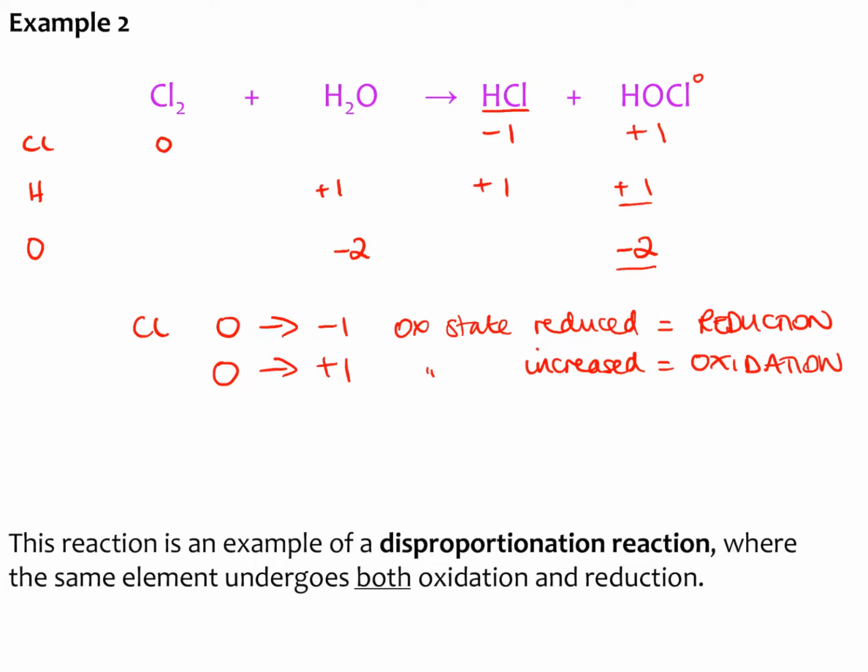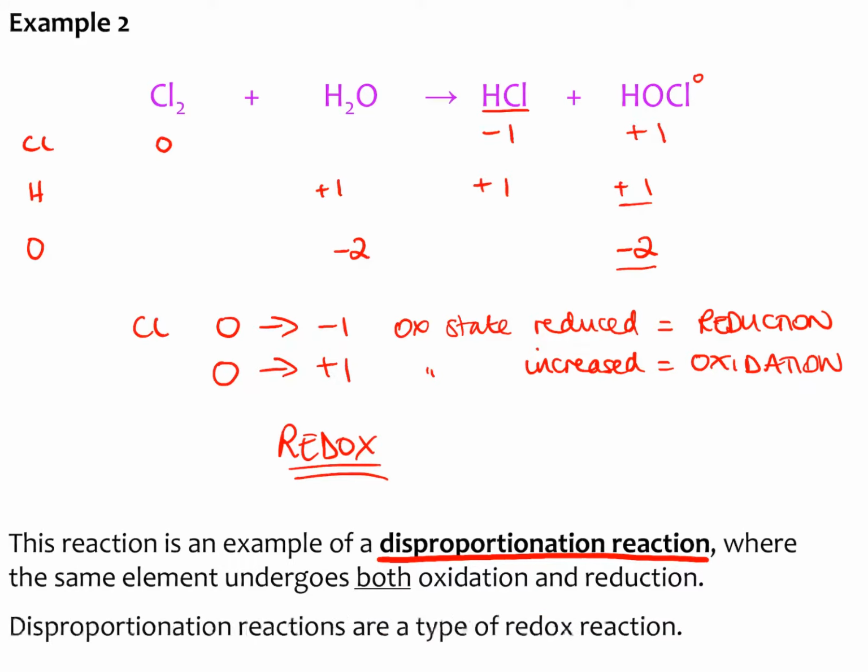This reaction is an example of a disproportionation reaction, where the same element undergoes both oxidation and reduction. It's still a redox reaction because we have reduction and oxidation happening at the same time, but the share of electrons is being shared disproportionately, unevenly. Disproportionation reactions are still a type of redox reaction.